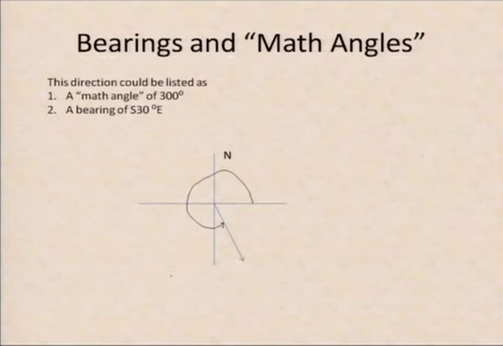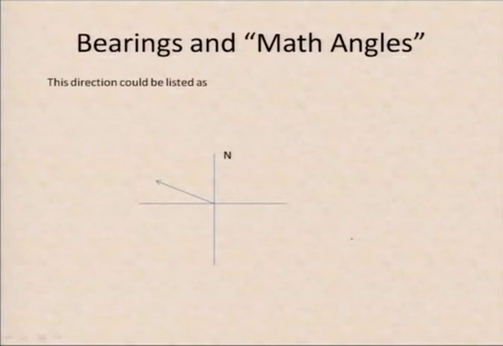You could list it from the south, a bearing of south 30 degrees to the east. Or you could say it's a bearing of 150 degrees. Where did that 150 come from? Well, it came from taking 90 here plus 60 more to there. So as a bearing of 150 degrees.